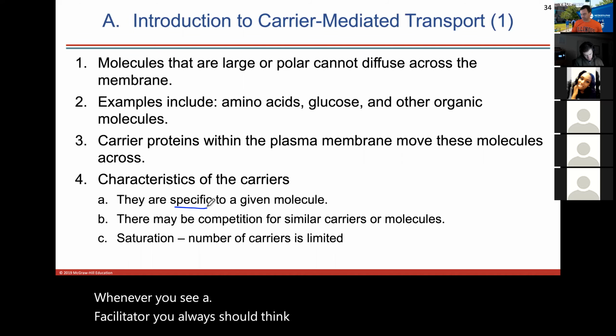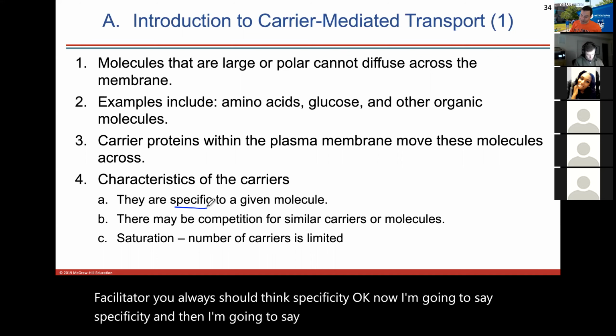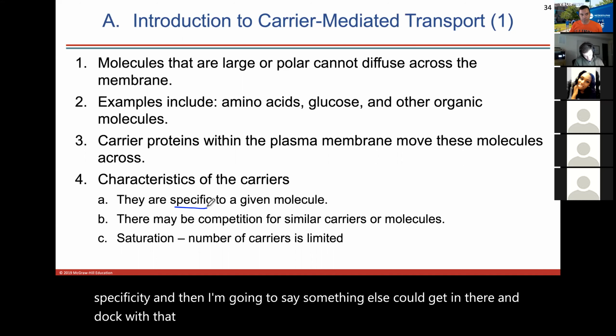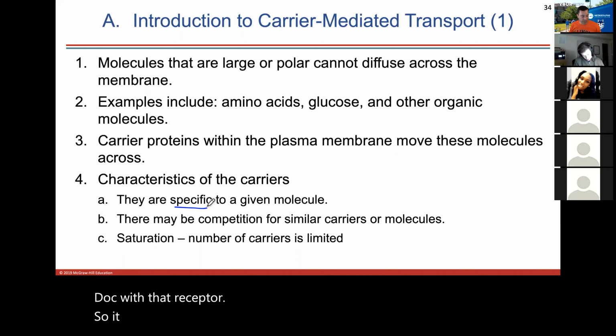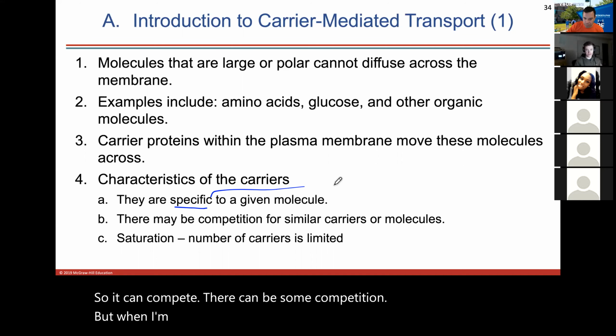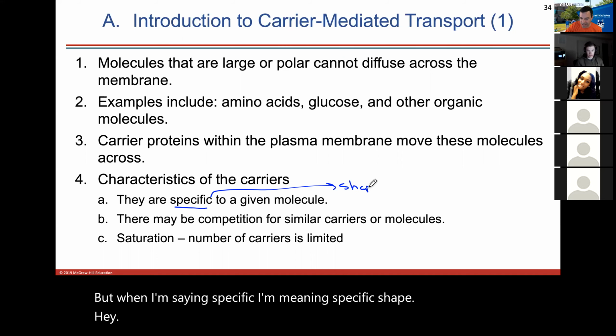Now, I'm going to say specificity, and then I'm going to say, well, something else could get in there and dock with that receptor. So it can compete. There can be some competition. But when I'm saying specific, I'm meaning specific shape. Different ligands have different shapes. Some ligands have very similar shapes.